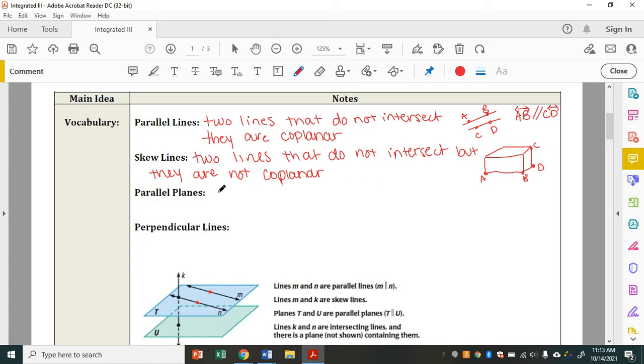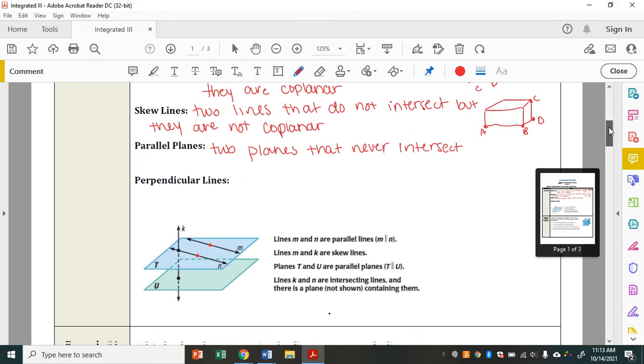When we talk about parallel planes, I'm sure you guys can imagine it's similar to parallel lines. They are just two planes that never intersect. Unlike parallel, there's no real symbol to represent skew lines. And when we talk about parallel planes, we can still use that same symbol there.